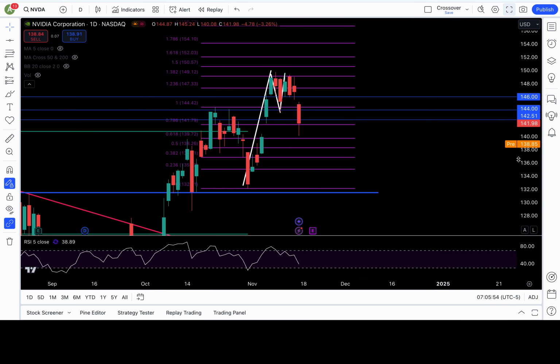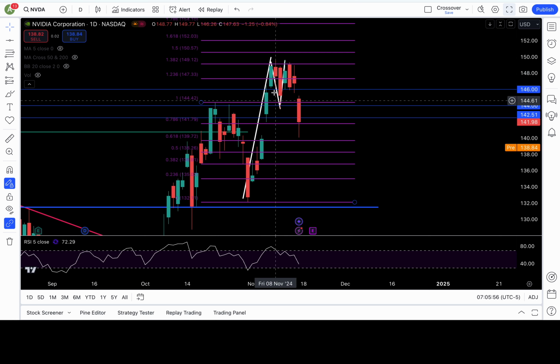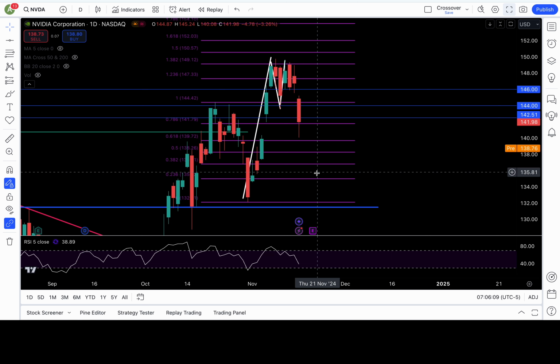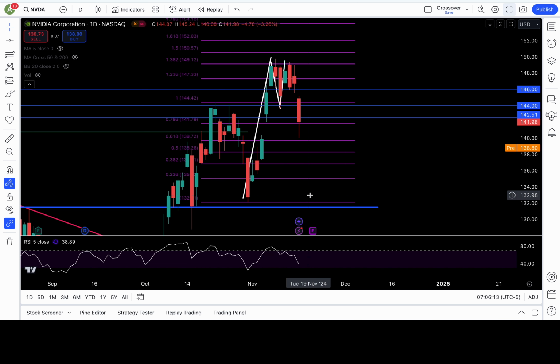NVDA looks like that M pattern might be playing out, guys. Look at that. The left side of the M is playing out. Will we get the right side? Looks like it's in progress right now, guys. If 138 fails, we are heading down a lot lower, down to 136.8, 135, 133, 131.5, and 130. Holy moly, it's going to be beautiful.